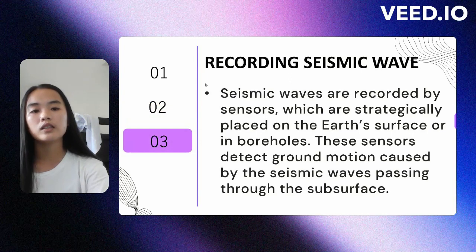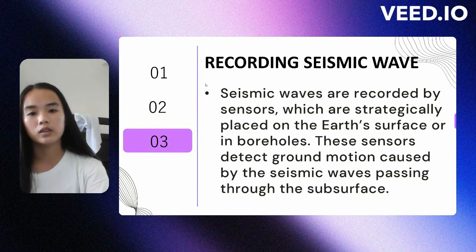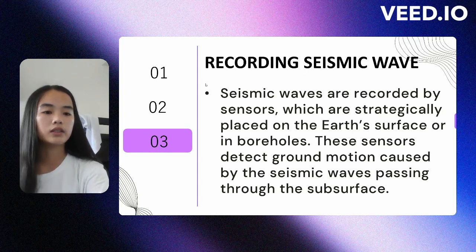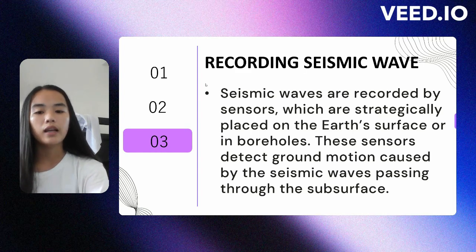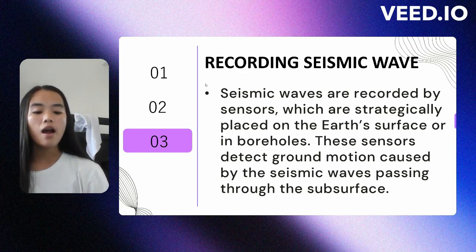The third one is to record the seismic waves. Seismic waves are recorded by sensors, which are strategically placed on the Earth's surface or in boreholes. These sensors detect ground motion caused by the seismic waves passing through the subsurface.